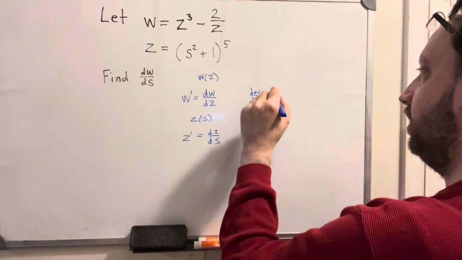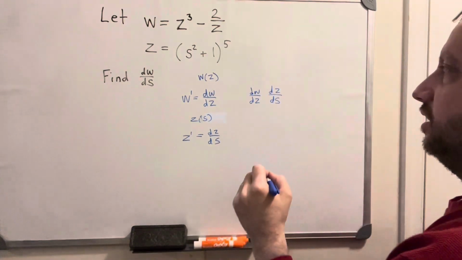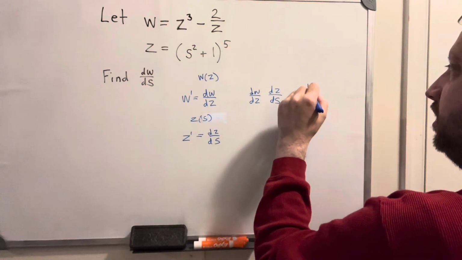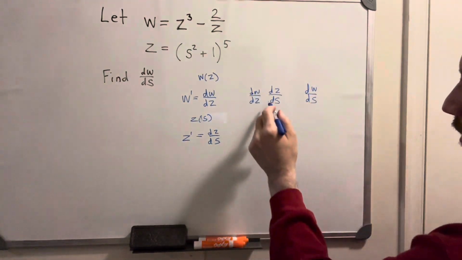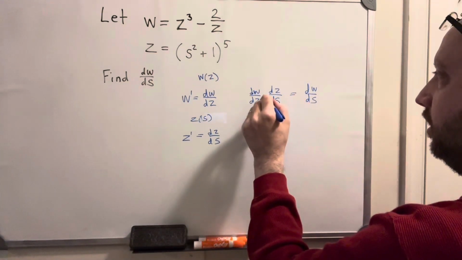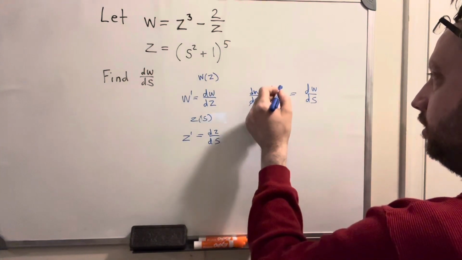Now look at dw/dz and dz/ds. What we want to find is dw/ds. Can you see what you can treat as if it's canceling out?